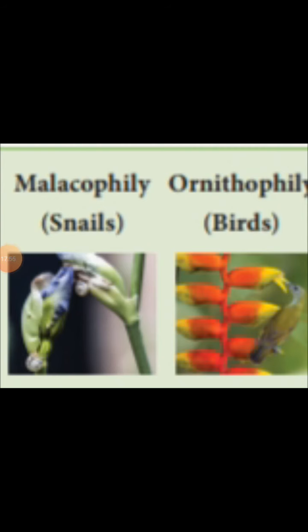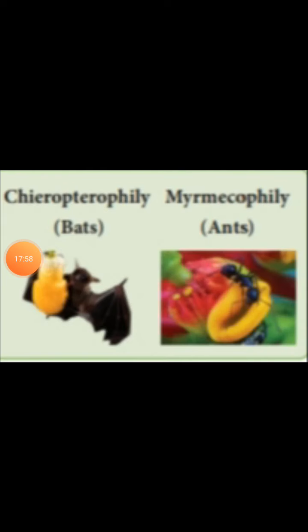Next one. Next is chiropterophily, pollination done by bats. Some common chiropterophilous plants are Adansonia digitata and Kigelia africana. These are the best examples of chiropterophily, which mainly depends on bats for pollination.